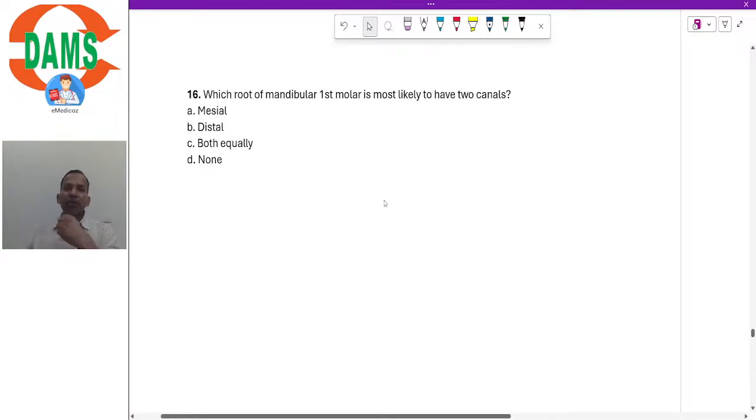So which root of mandibular first molar is most likely to have 2 canals?